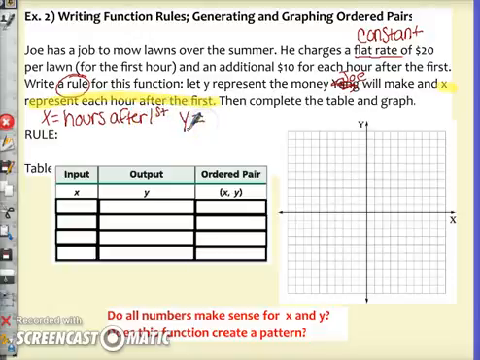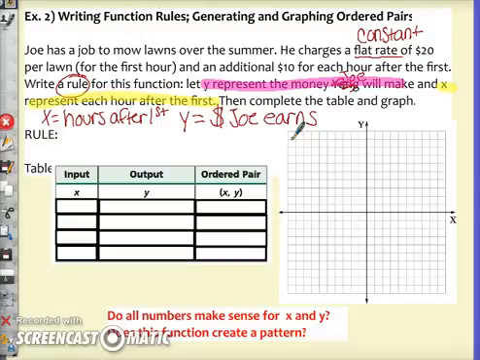Then Y equals, and go ahead and look through there, find a key word. Y represents the money he makes. So Y equals the money Joe earns. It's important. Earning is different than spending. So make sure you write the word earns.